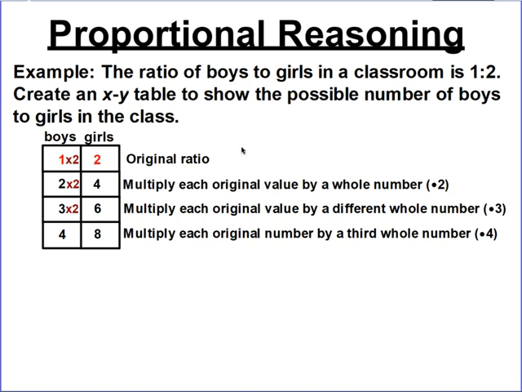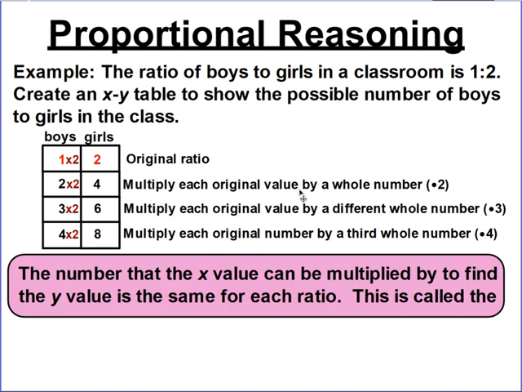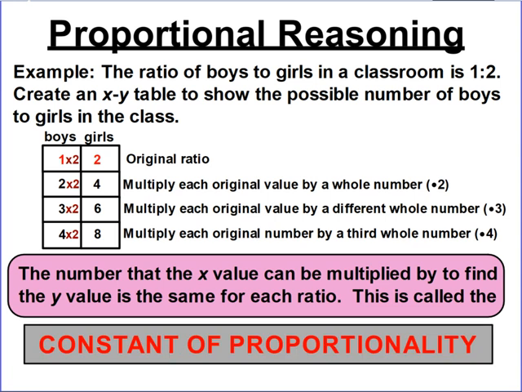3 times 2 is 6. And 4 times 2 is 8. There's a name for that number that you can multiply the first value, or the x value, by to get the y value, or the second value. So that number has a name. Like I said, it's an important name to know because you're going to be asked about it, and it's going to come up in math class this year and in future years. And that number is called a constant of proportionality.